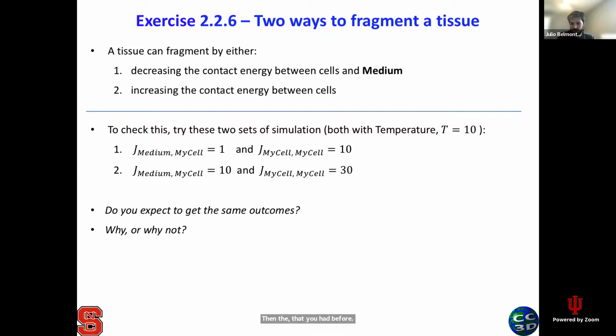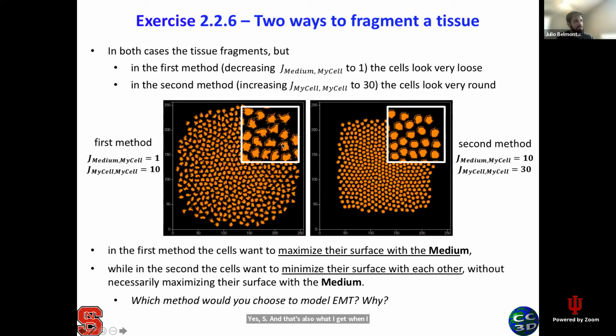Yes, Homia and Julio said they're seeing more rounded cells, and that's also what I get when I run the simulations. So hopefully everybody also gets the same output. In the first method, decreasing this energy, the cells look very loose. And in the second, the cells look very round. That's how it looks for the first method, and that's how it looks for the second method.